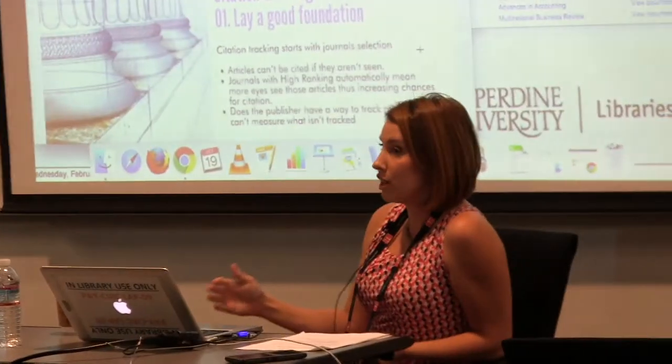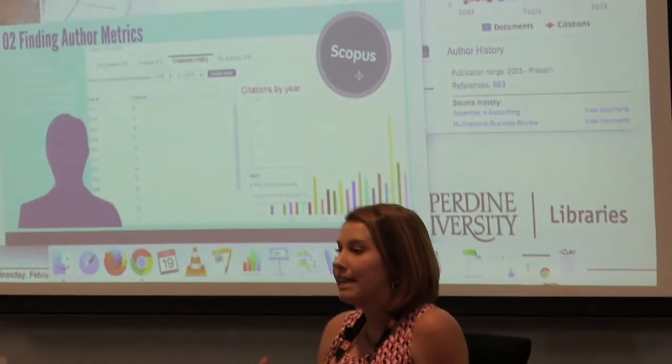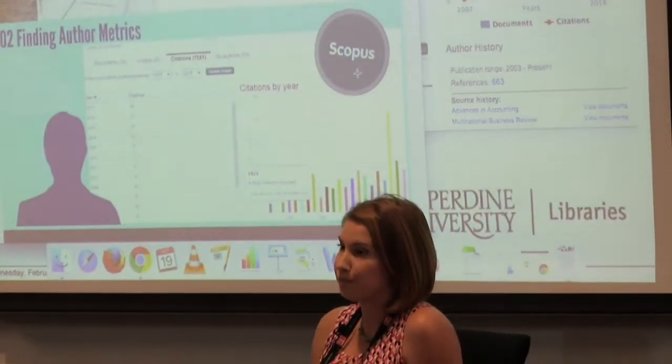Now, most of the metrics we're going to talk about today are best used to track articles, but we will be talking about books and how to figure out who's reading your books. So before we go into the tracking, hunting down, and finding out who's citing your work, you have to lay a good foundation. That foundation is selecting the right journal.